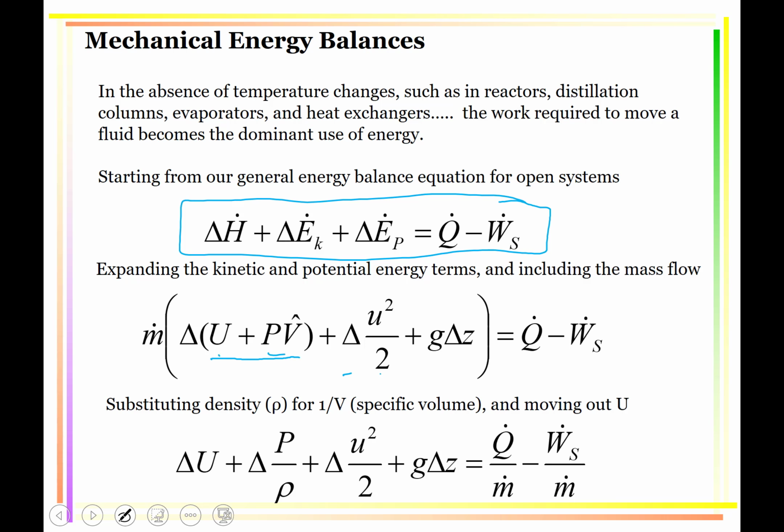And we're going to write these as velocity and change of height, and that's going to equal Q dot minus W dot S.